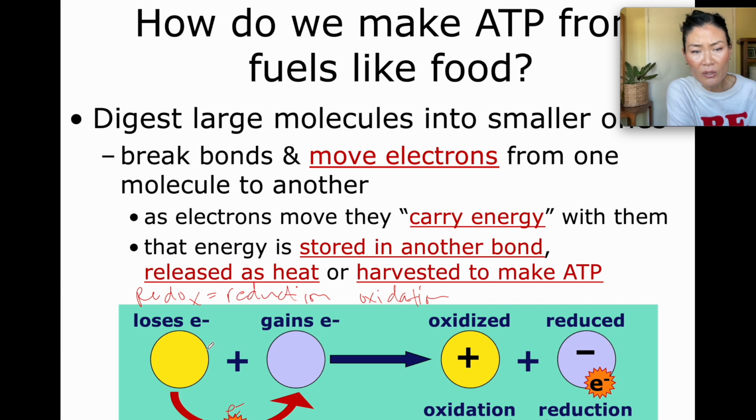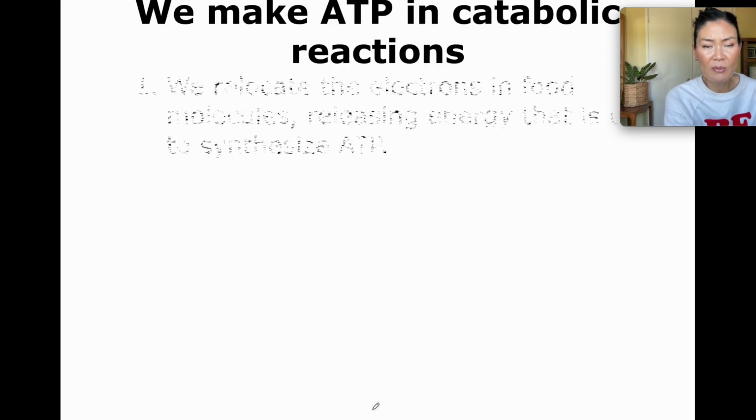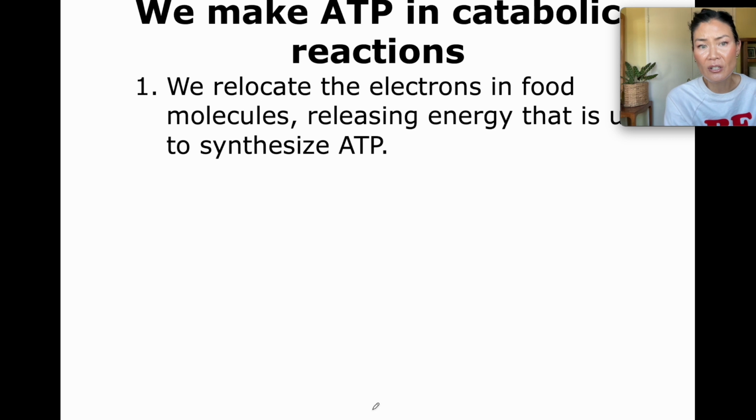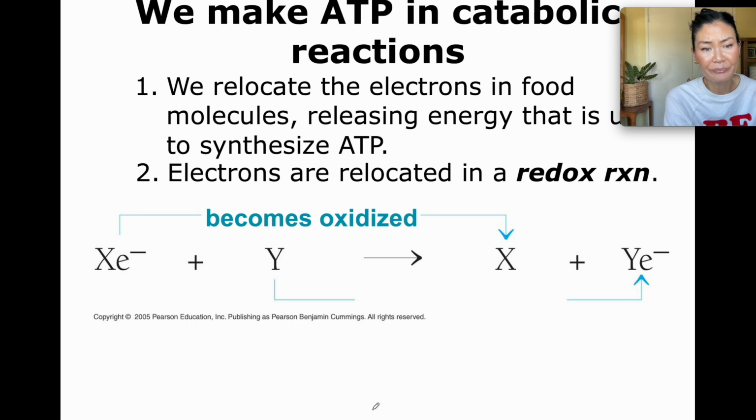So anyways, this molecule, it loses electrons, it becomes oxidized. The one that gains, it becomes reduced, okay? So this is a redox reaction because a molecule is giving up electrons to the other, it's oxidized, and then the other molecule, the receiving molecule, gets reduced. And that's what's happening in cellular respiration, okay? In cellular respiration, it's a catabolic reaction. We are moving electrons from the food that we eat, and as the electrons are moving, there's a release of energy that can be used to synthesize ATP.